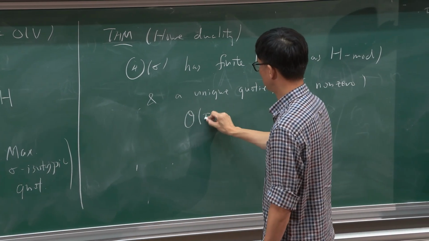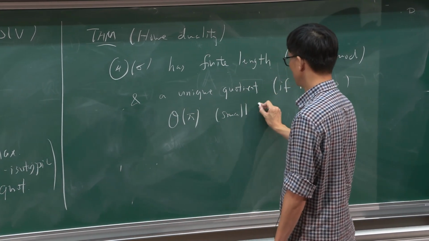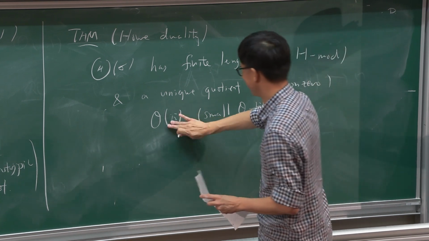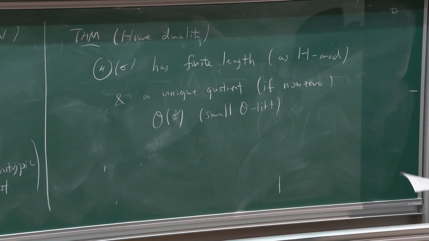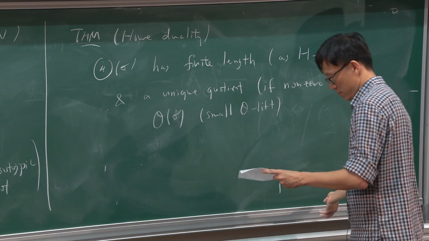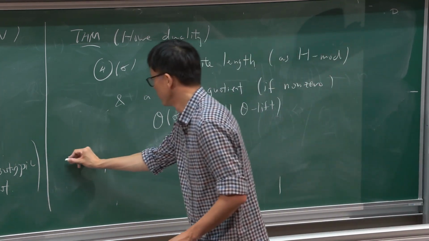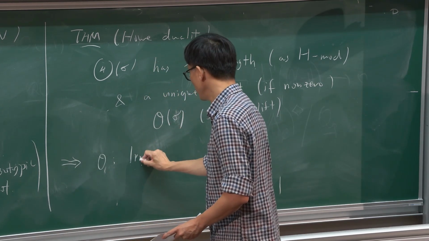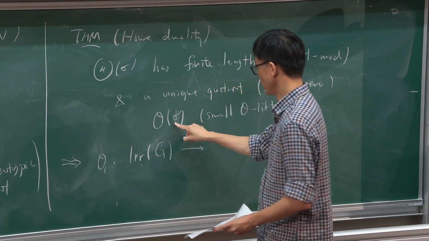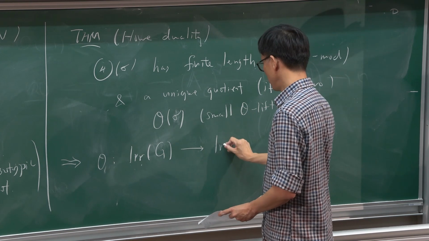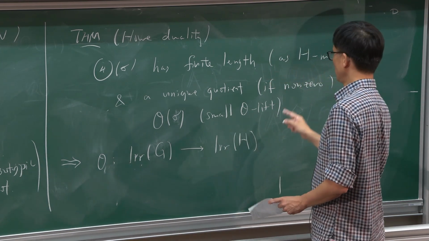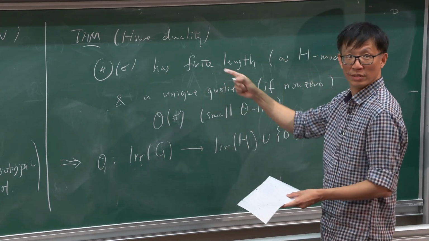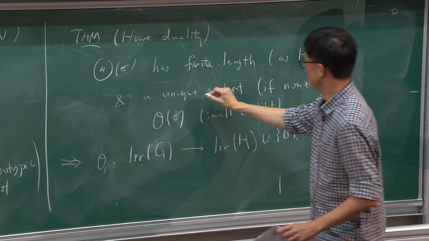Which we'll call little theta, or pi. So the small theta lift. Pi is sigma? Yes, sorry. Thank you. So the consequence is that this small theta lift gives a map from irreducible representations of G. If you plug in sigma, I produce an irreducible representation of H. Well, except that this could be zero, so let me formally put a symbol zero. Yes, unique irreducible.